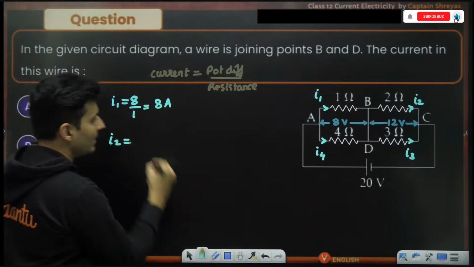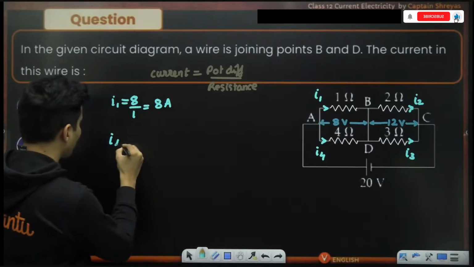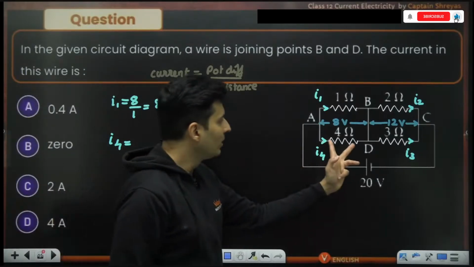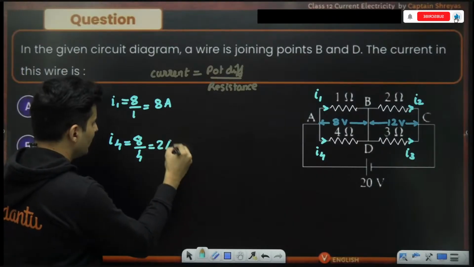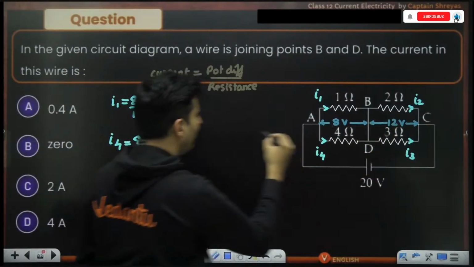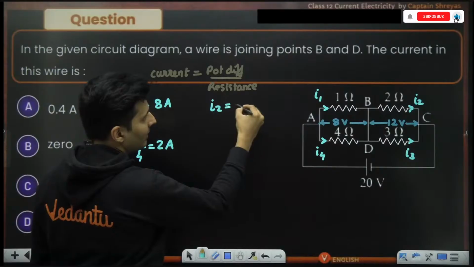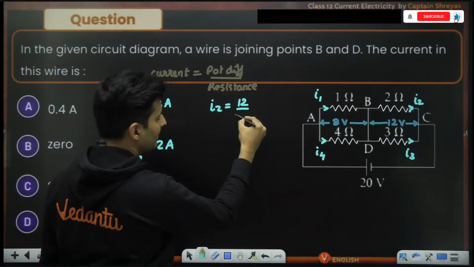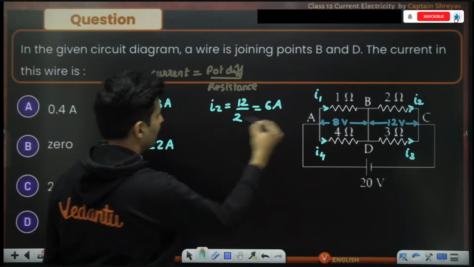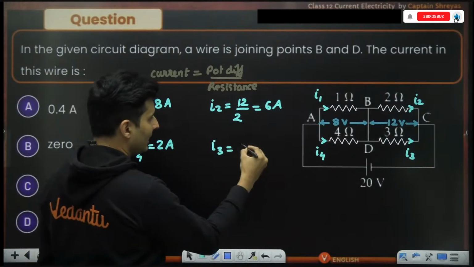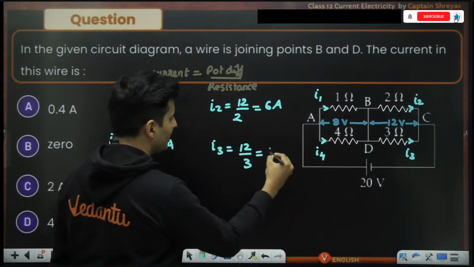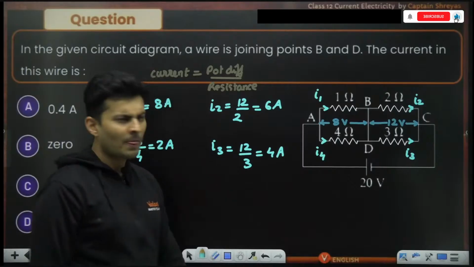What will I4 be? Voltage difference by resistance. Voltage difference is 8 by 4, which is 2 amperes. What will I2 be? Voltage is 12, resistance is 2, so that will be 6 amperes. And this I3 will be voltage 12 by 3, which is 4 amperes.